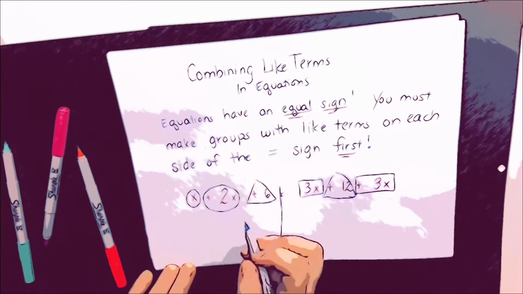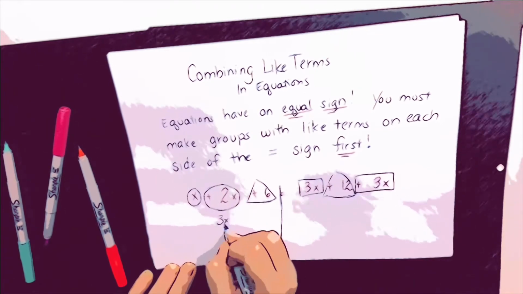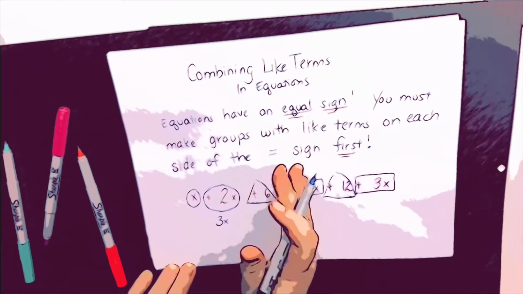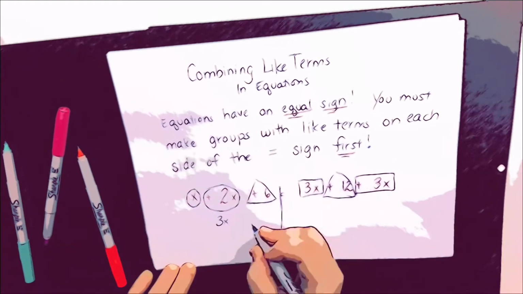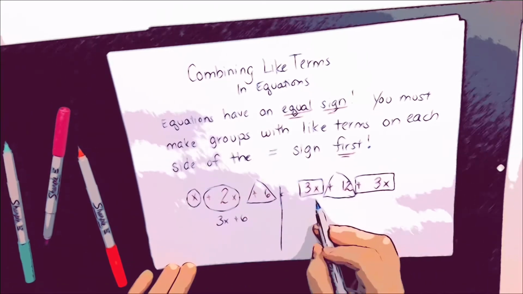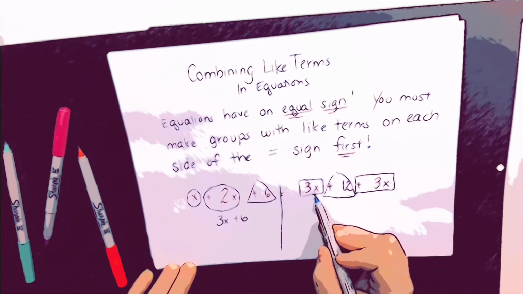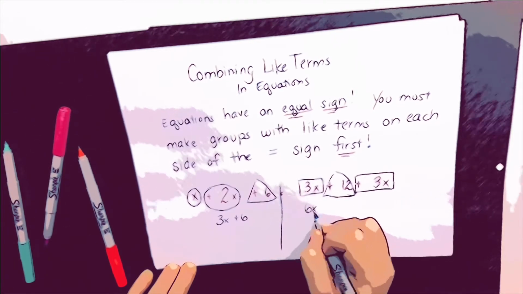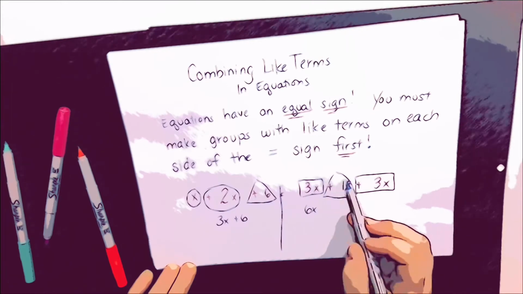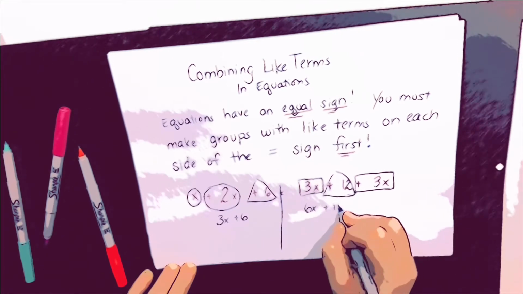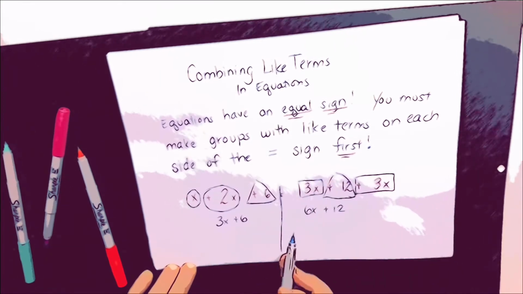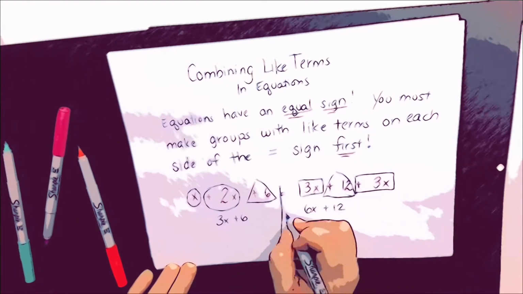So X plus 2X would give me 3X. And then I have no other constant on this side of my equation. And so I'm just going to bring down the 6. I'm going to do the same thing on the right side. I have a 3x and a 3x, which is 6x. And I have only one constant, 1 here in the triangle, plus 12. And so now I have combined my like terms on each side and I can solve my equation.